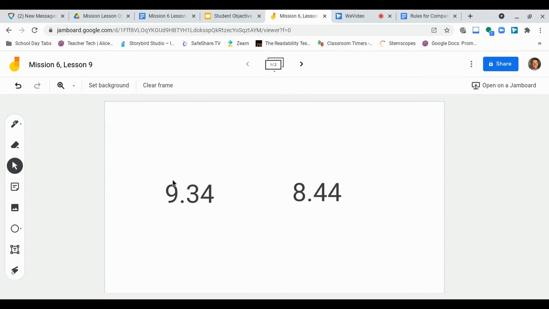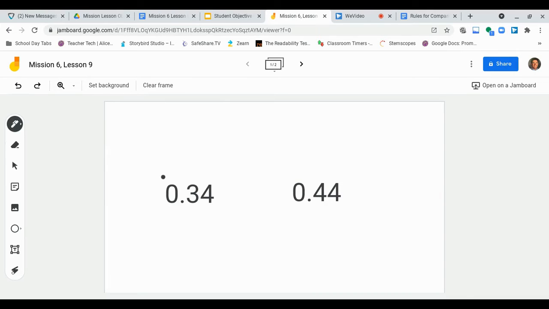I don't even need to look at the other decimal. I can say, nope, I'm done, because I know 9 is greater than 8. If I was writing it out here, I can say that 9 and 34 hundredths is greater than 8 and 44 hundredths. Easy enough. So look at the whole number first. Now, I'm going to change these back so they're both 0 whole numbers.